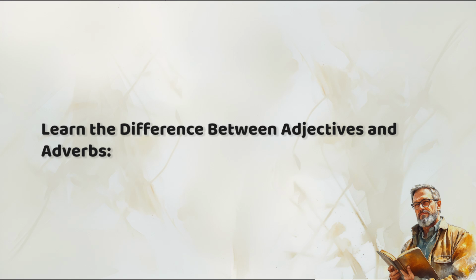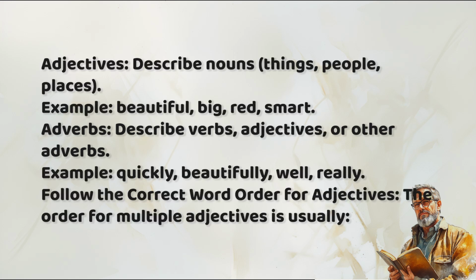Learn the difference between adjectives and adverbs. Adjectives describe nouns: things, people, places. Example: beautiful, big, red, smart. Adverbs describe verbs, adjectives, or other adverbs. Example: quickly, beautifully, well, really.